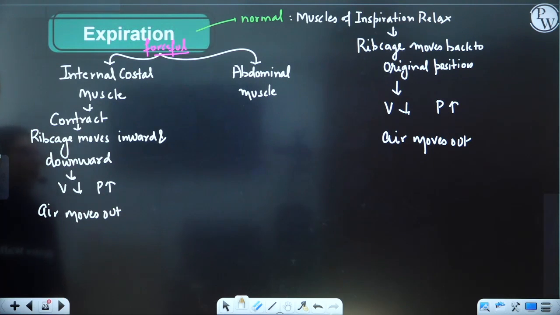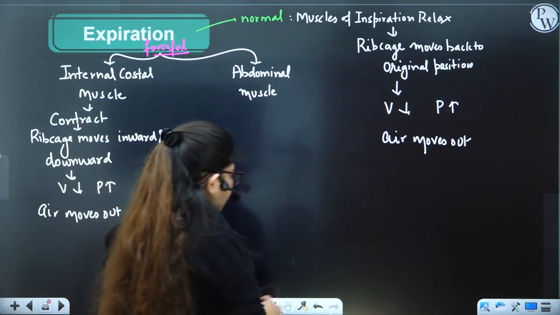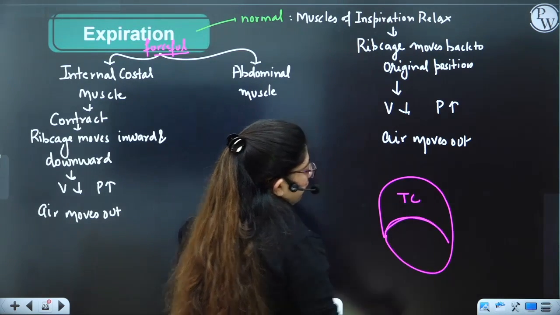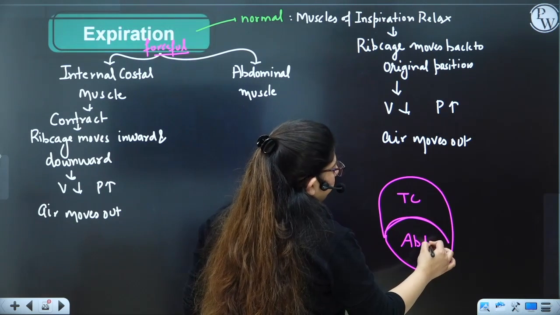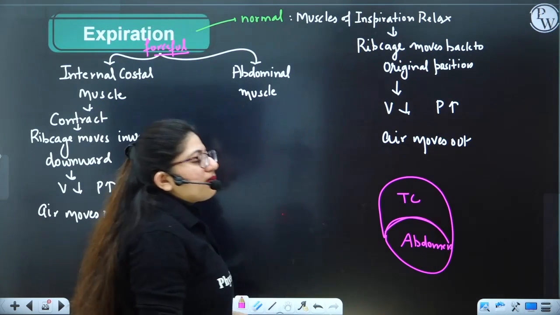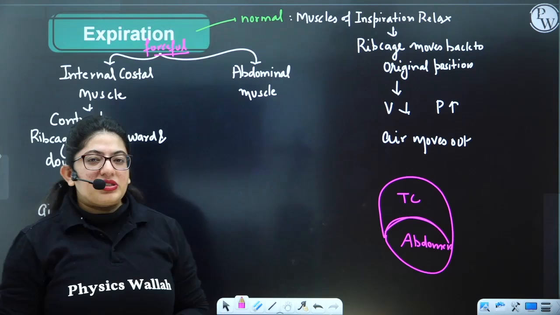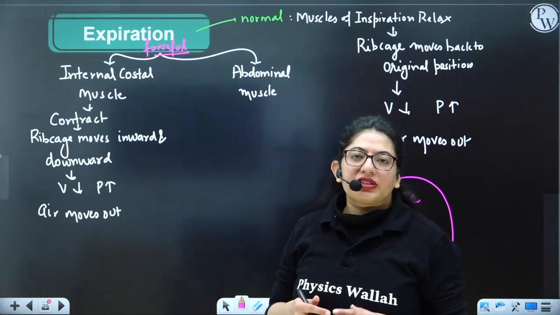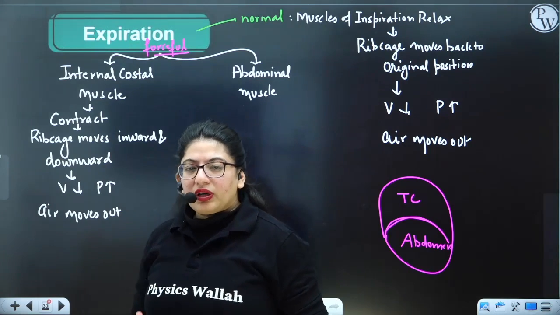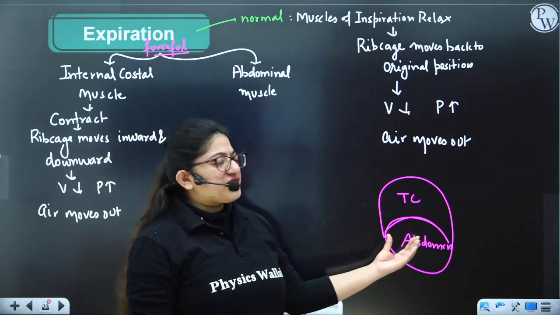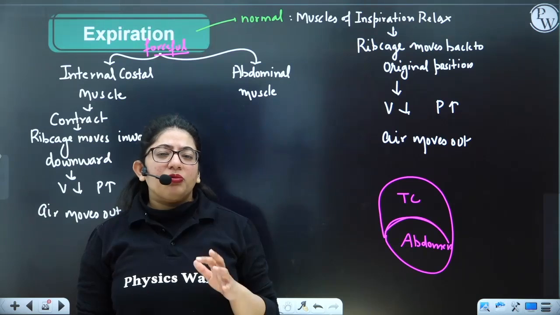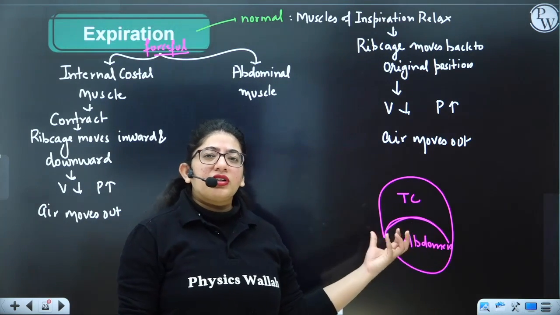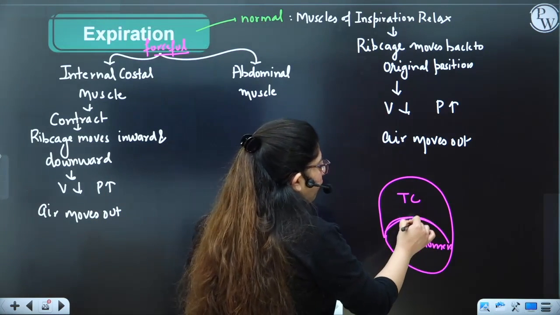Now what are these abdominal muscles? As we have drawn a thoracic cavity, this is the diaphragm. Whatever is present above it is the thoracic cavity and below is the abdomen. In the abdomen, a lot of muscles are present. These muscles will contract and move all the viscera present in your abdomen in the upward direction. What is viscera? Your intestine and stomach. So whenever these abdominal muscles contract, they will push all the stomach, intestine and glandular structures present here towards the upward direction.